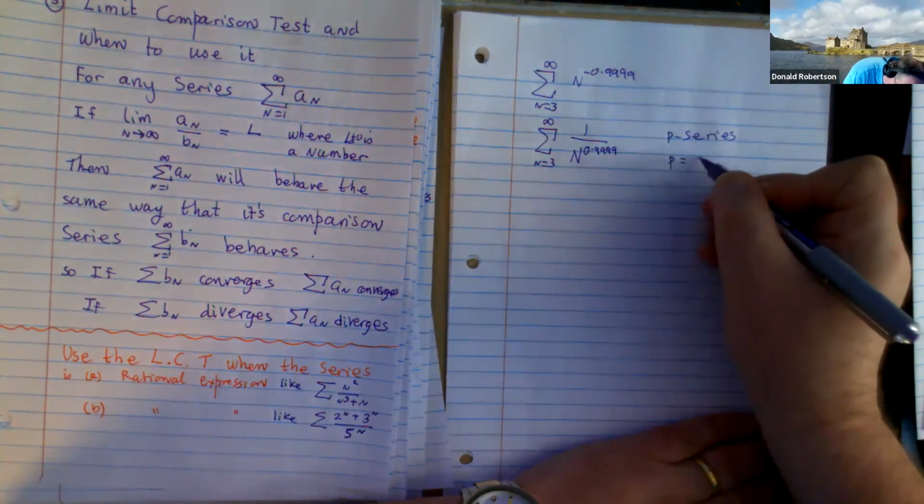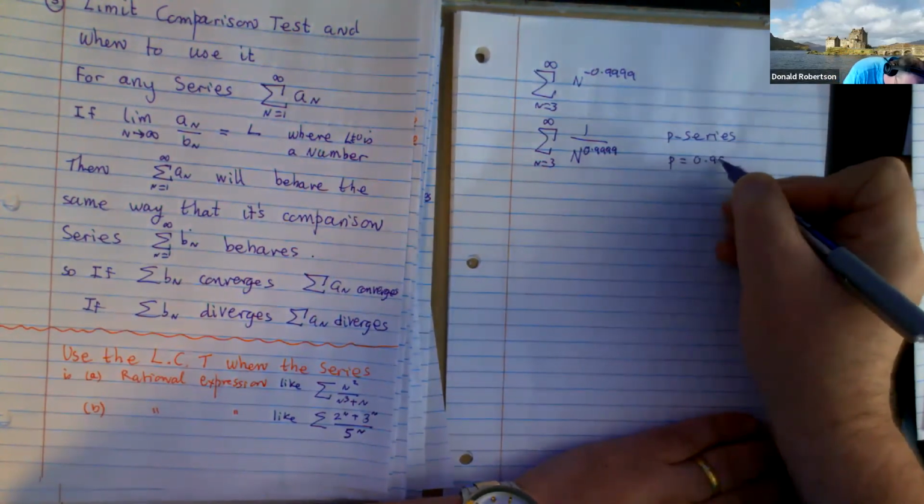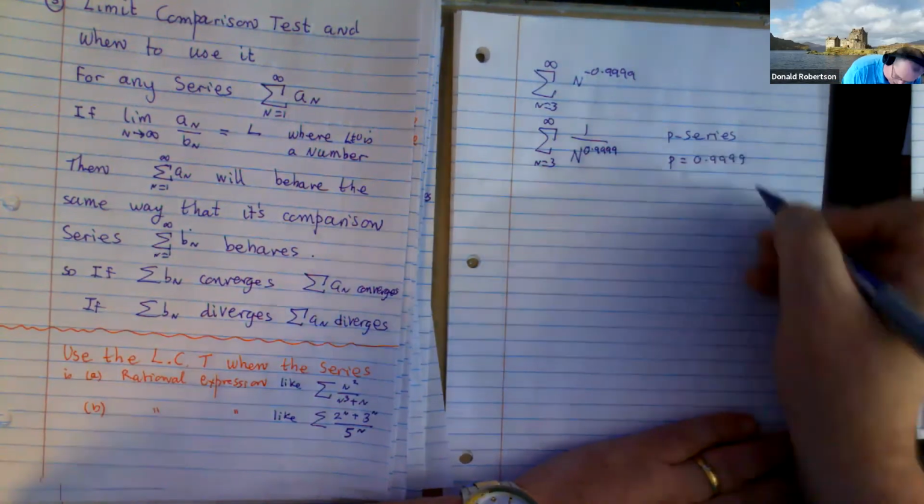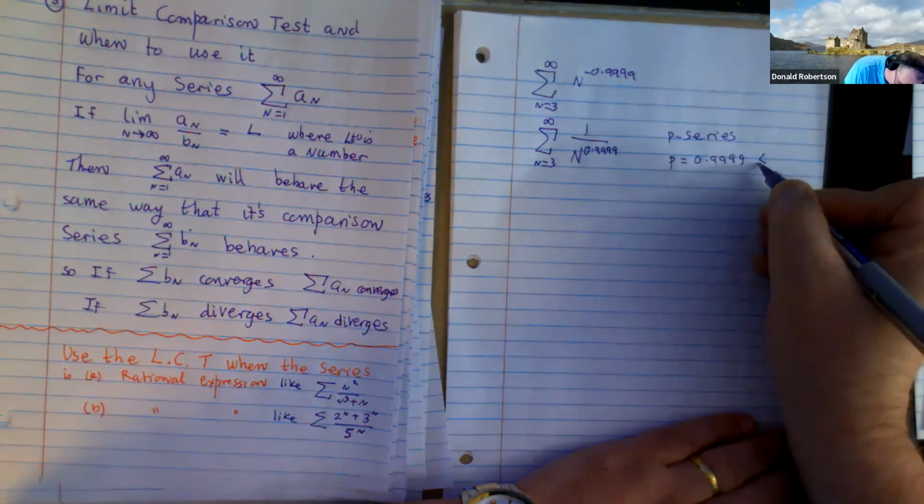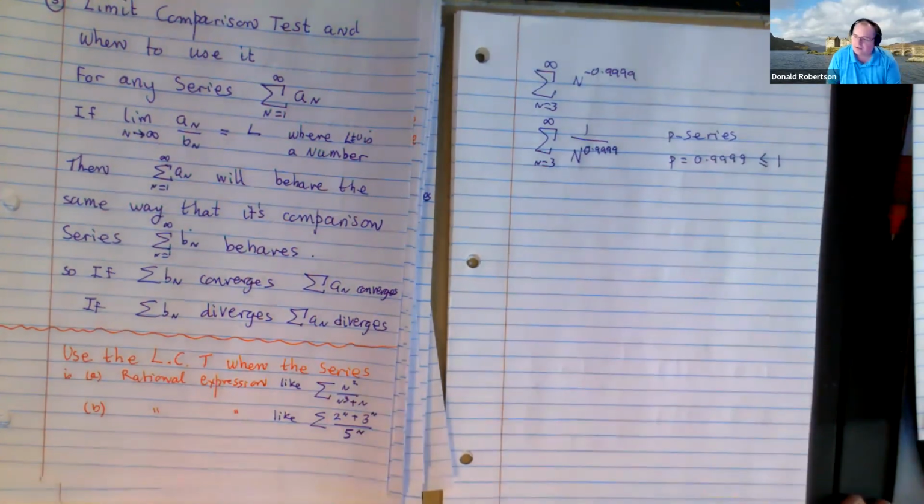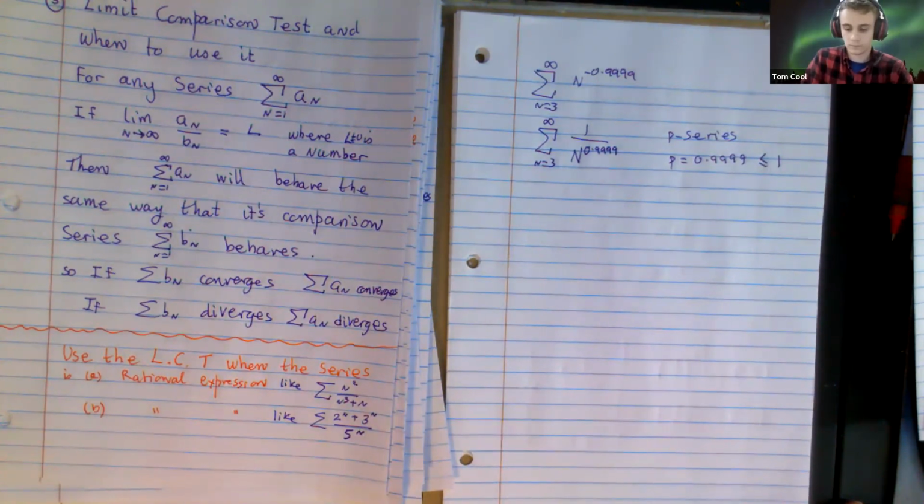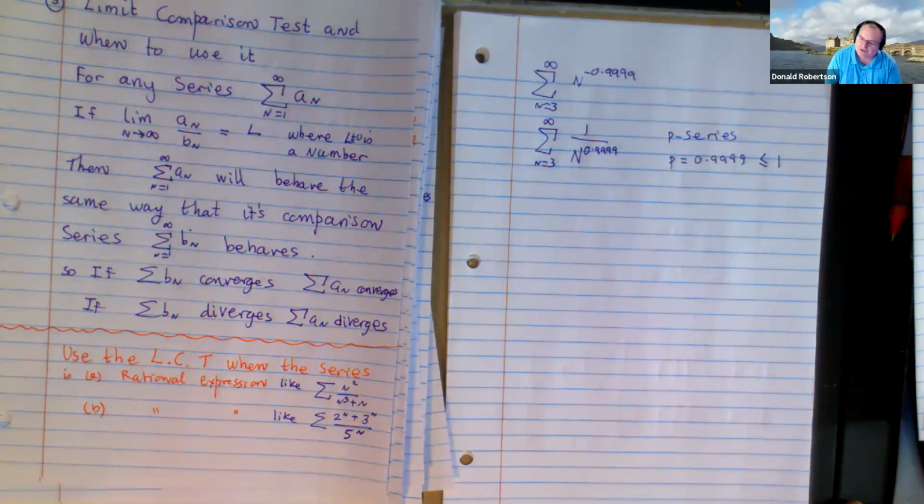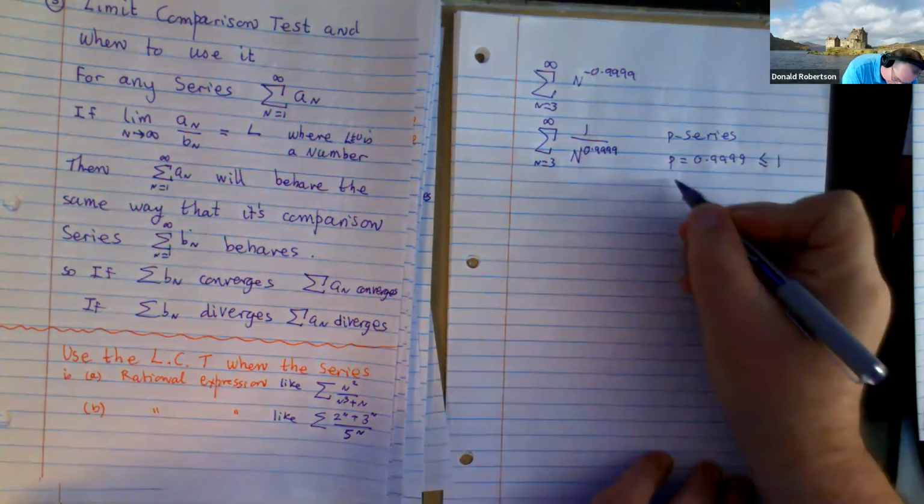But the p value for this one is 0.9999, which is less than or equal to 1, isn't it? And what do you know about a p-series if the p value is less than or equal to 1? We know that it diverges.